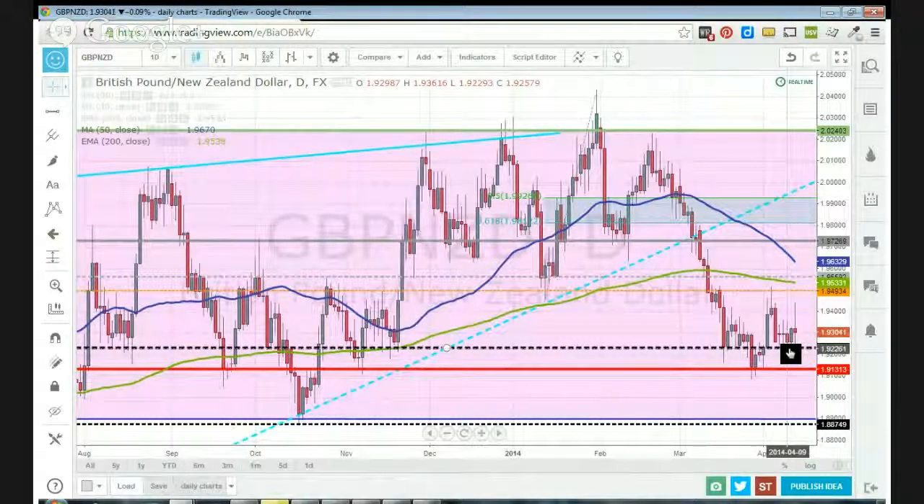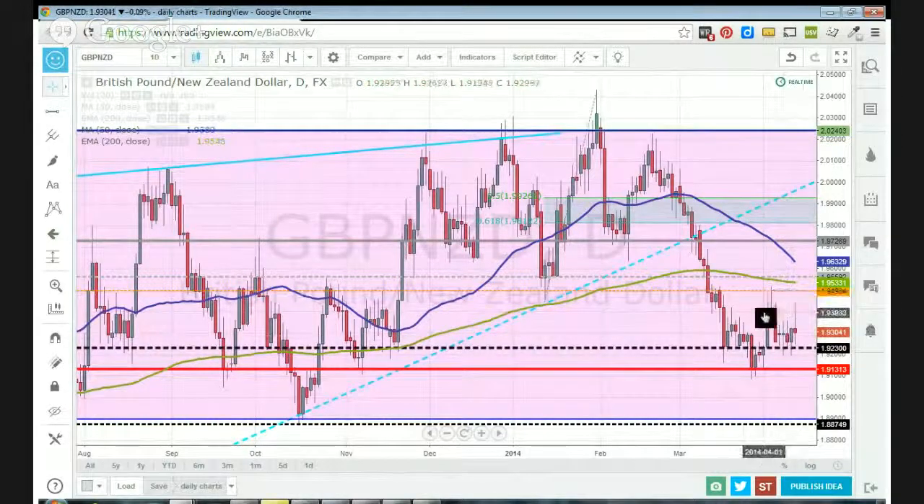There's a long wick candle there, which is a slight cause for concern, but I'm not going to make any adjustment just yet. That long wick suggests bears could be stepping in to really defend this level, but we'll see. Okay, so that's Pound Kiwi. Another position I have on is Euro Australian dollar.